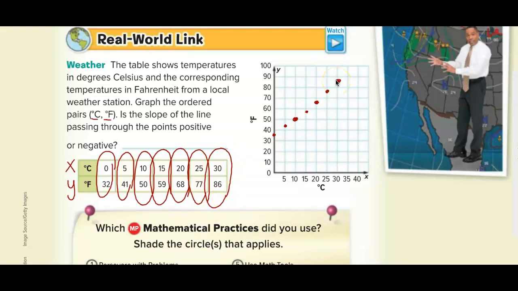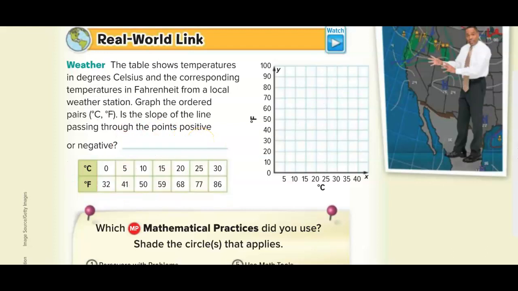So if we were to connect those points, in a scatter plot you don't actually connect the points, but if we were to connect those points, we can see that it is going up when reading it from left to right, therefore it has a positive slope. All right, moving on to the next page.